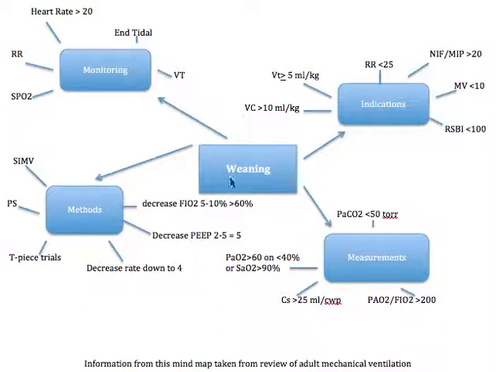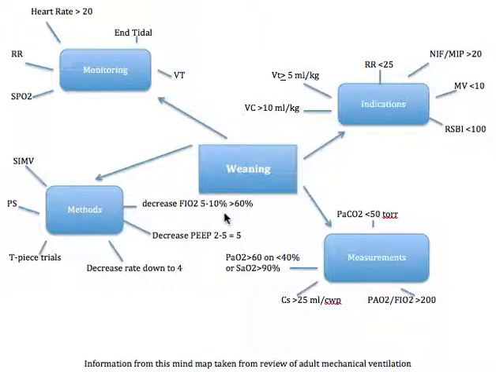So when you're looking at the methods for weaning, right, so these are just the different methods that you can use. You can use the mode of SIMV. You can use pressure support. You can do a T-piece trial. Whatever mode that you're in, you want to decrease the rate down to at least 4. And when you're decreasing the PEEP, you want to do so in 2 to 5 increments until it's down to 5. And then when you're decreasing your FiO2, you'll decrease it by 5 to 10% until it's at 60 or less.